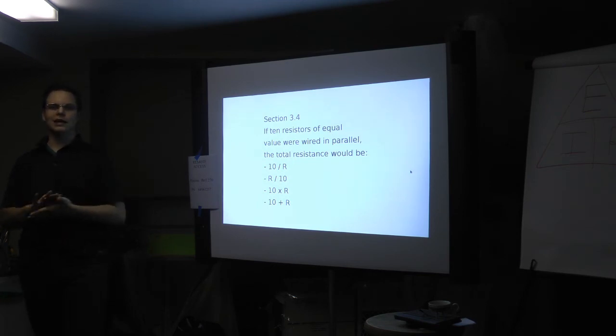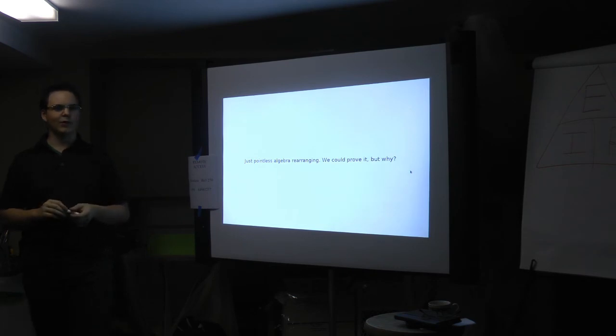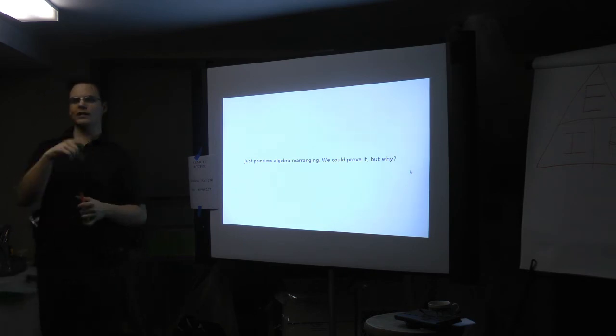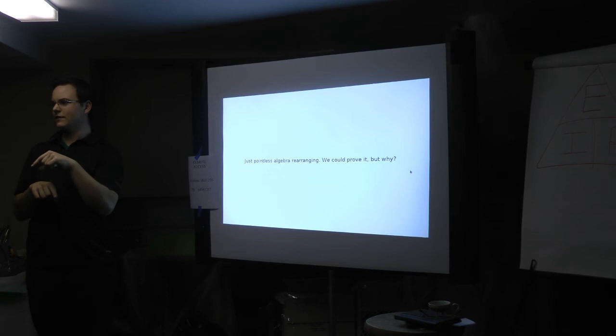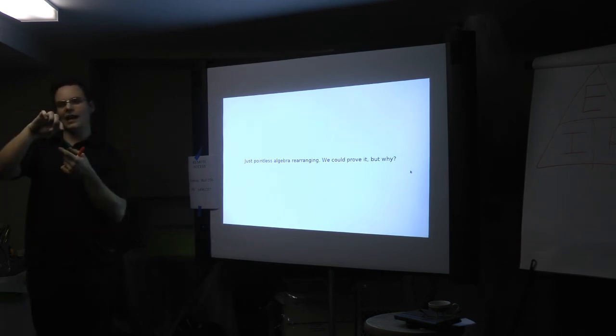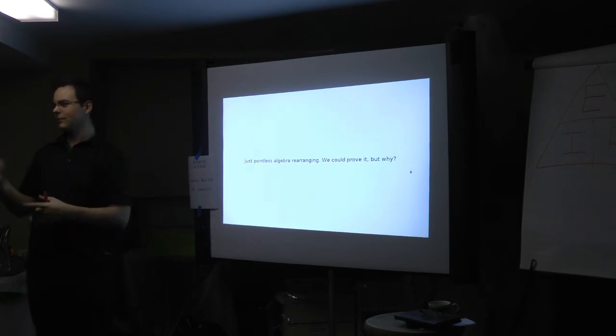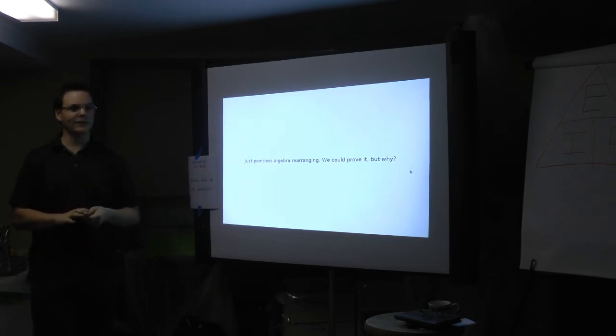If 10 resistors of equal value were wired in parallel, the total resistance would be... This is either going to take a really long time if we let you guys go at it, or if somebody knows the answer, it'll be over very quick. 10 times the resistance? So it's the resistance divided by 10. It's just pointless algebra: you've got 1 divided by the sum of each one, so you flip it and flip it again, which gets you the resistance divided by the multiple. You can go ahead and prove it if you don't believe us.